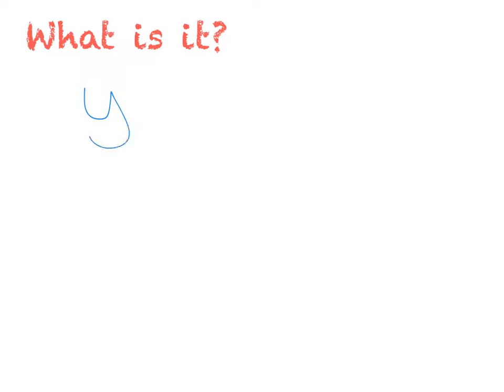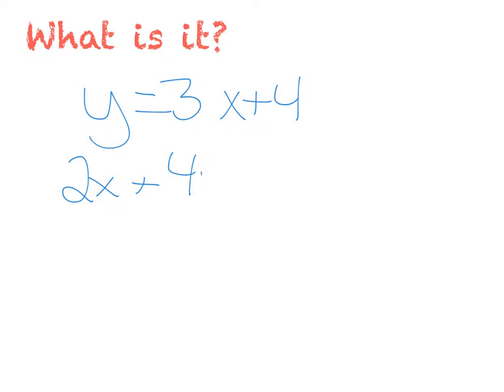What is a system of equations? A system of equations is two or more linear equations in the same variables. Notice that in this equation we have both x's and y's, so they are two equations in the same variables.